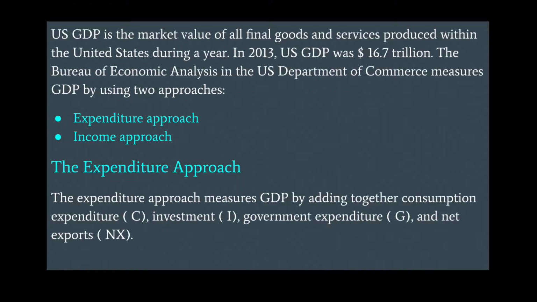US GDP is the market value of all final goods and services produced within the United States during a year. In 2013, US GDP was $16.7 trillion. The Bureau of Economic Analysis in the US Department of Commerce measures GDP by two approaches: the expenditure approach and the income approach. The expenditure approach measures GDP by adding together consumption expenditure C, investment I, government expenditure G, and net exports NX.